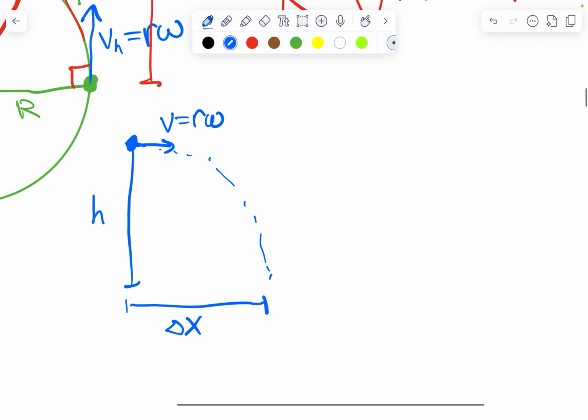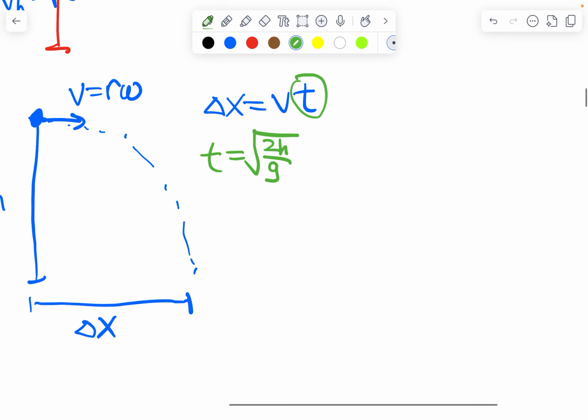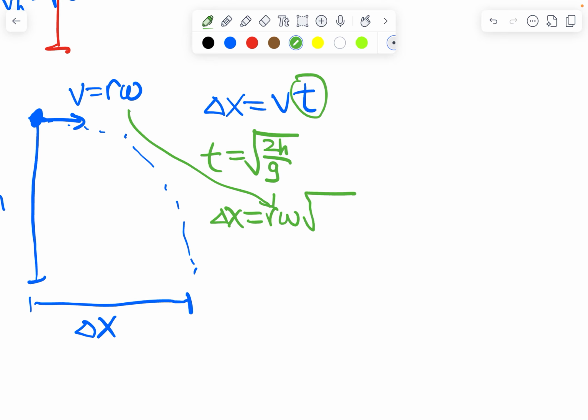Now, first of all, we know that delta x is equal to vt because it's constant velocity in the x direction, but we don't know what t is. So we need to find t, and we can use the kinematics in the vertical direction. And we know that in the vertical direction, t equals the square root of 2h over g. So delta x is going to be equal to, and since v equals r omega, r omega square root of 2h over g.